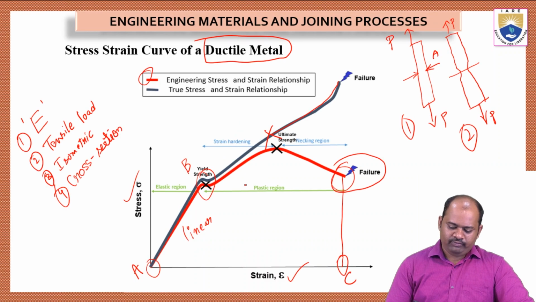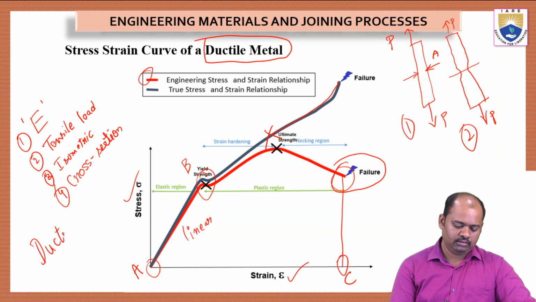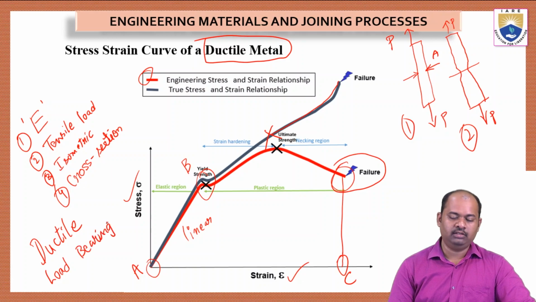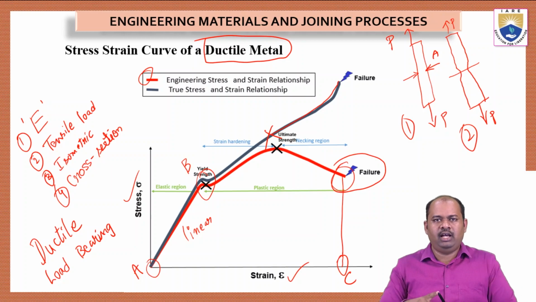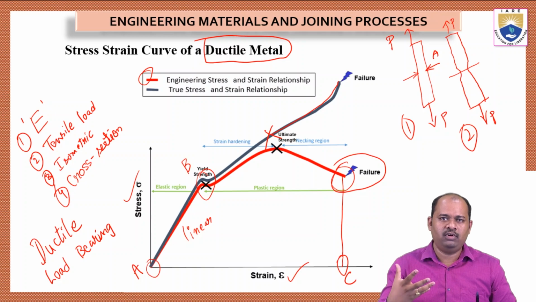So from this graph, we can understand that a ductile metal will have more load bearing capacity. Load bearing capacity is more for ductile metal. That means whenever a high amount of load is applied on the metal, it will not break instantly. It will try to elongate itself. It will try to bear more amount of load and it will show some deformation.